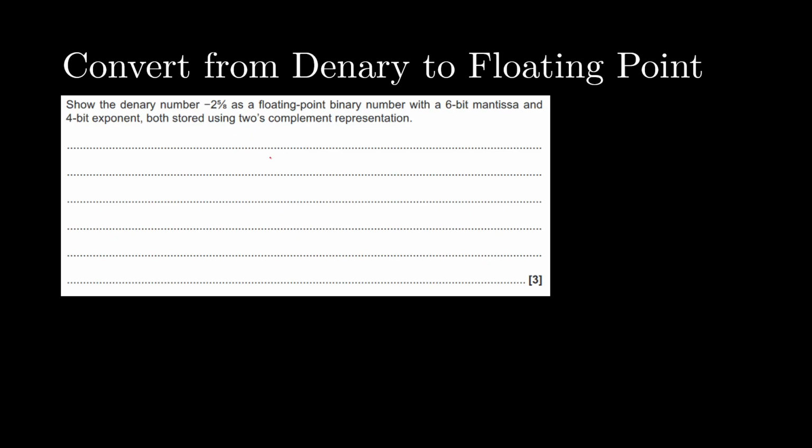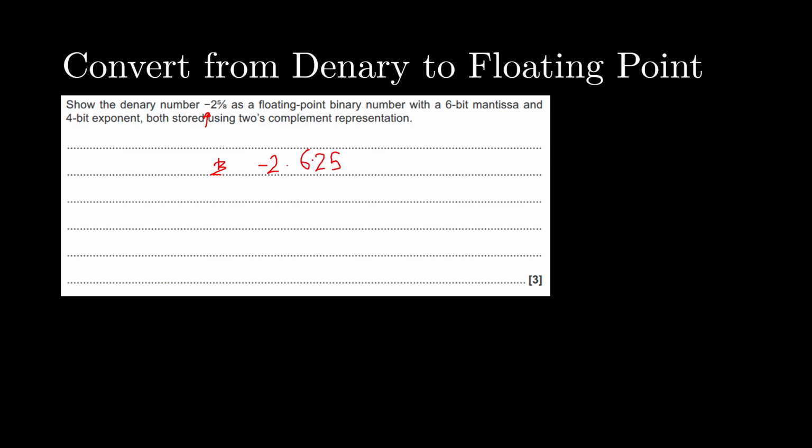Now, in this example, we need to convert from a denary number to a floating point binary number. This one is slightly different because we have to represent a negative number. So that means that our most significant bit needs to be a 1, right? But first, let's represent this denary number as a decimal. So minus 2 and 5/8 is just going to be minus 2.625.